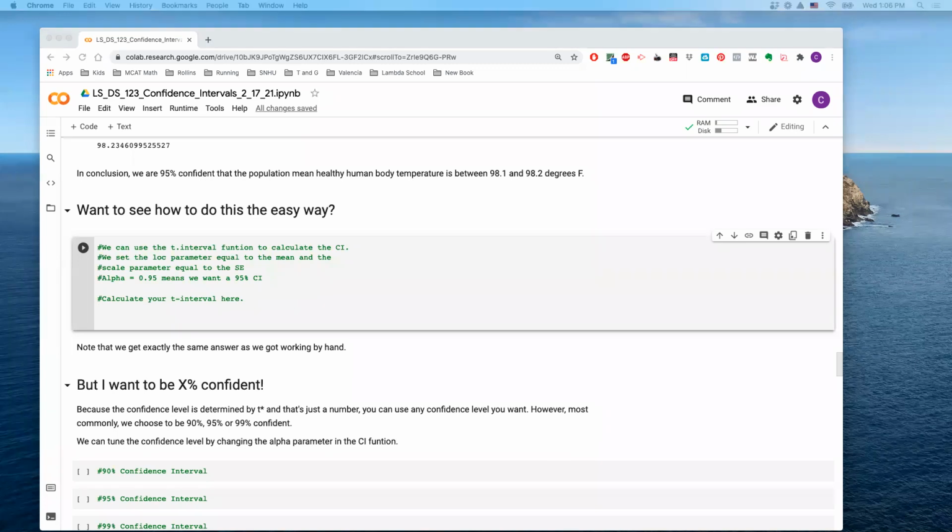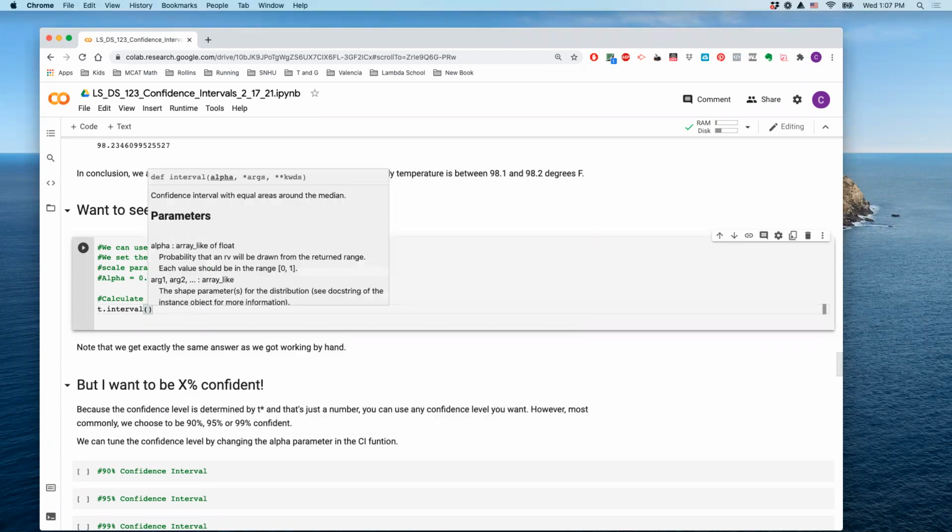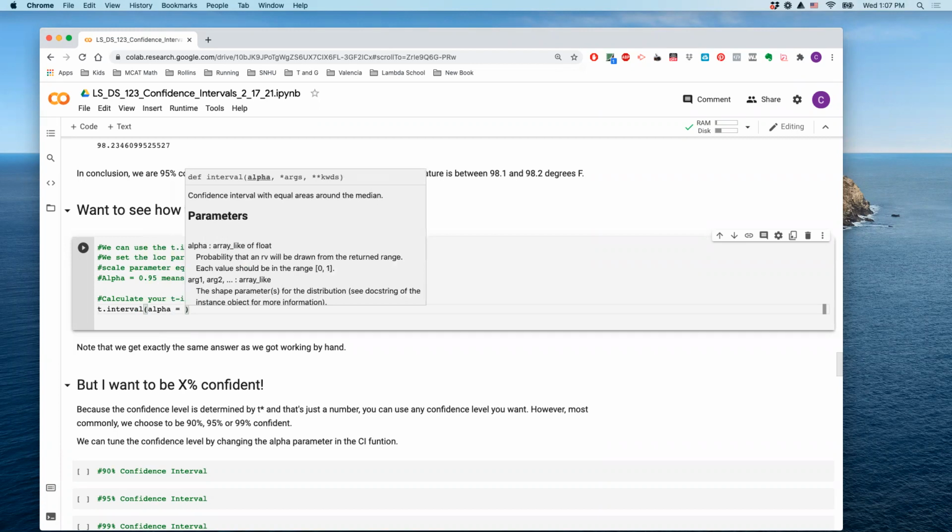Okay, so let's get rid of this whole T-star thing and make our lives marginally easier. There is a function called T-interval that calculates the confidence interval for a T statistic. In this case, we can tell it what confidence level we want. So we'll start out by saying we want a 95% confidence level.